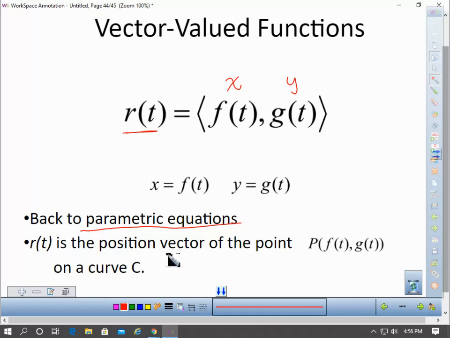All right, so r of t is a position vector where this f of t and g of t are your x and y coordinates of the ending point. All right, and this point P, f of t, g of t is on some curve. All right, it's the position vector of that point that's on some curve. Okay.